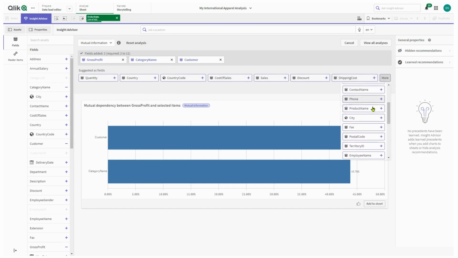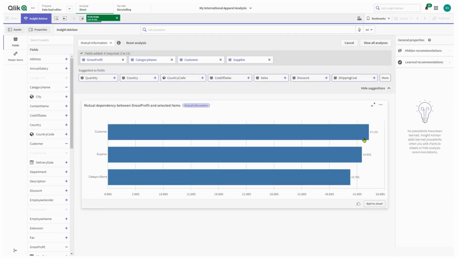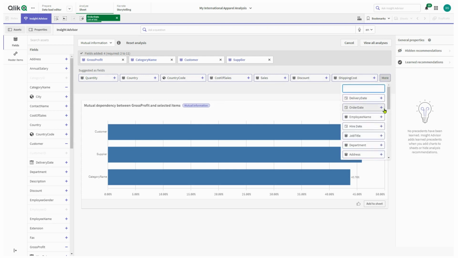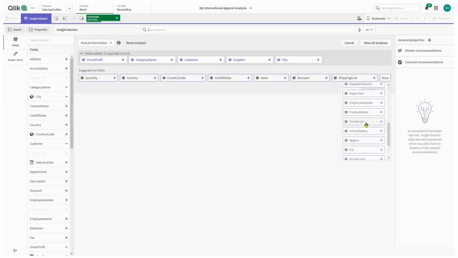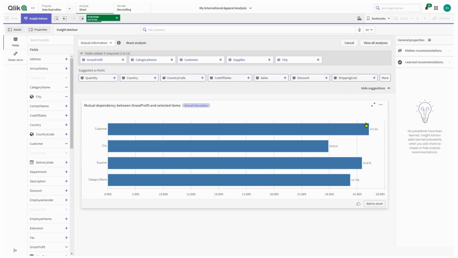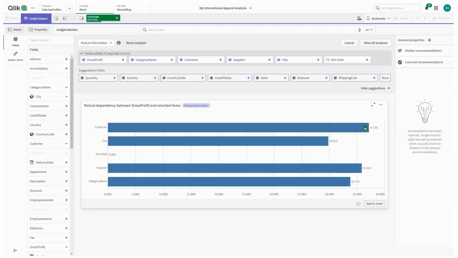We'll also look at the supplier. And suppliers in between those two, so not a noticeable dependency different from the others. Look at the city. Again, city doesn't seem to have a big dependency on gross profit, so there's no huge differences there. We've got the hire date for employees. That doesn't have any dependency at all.